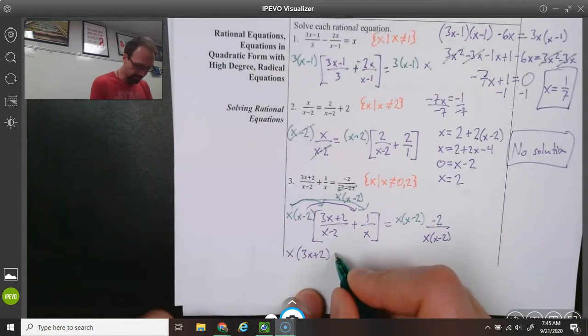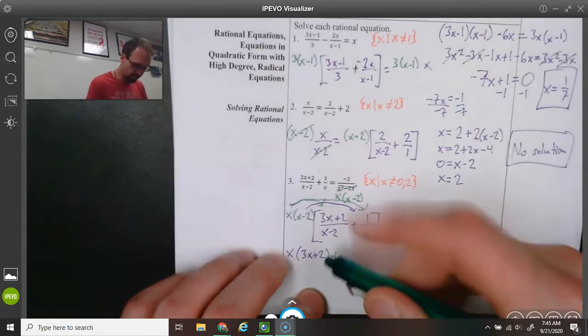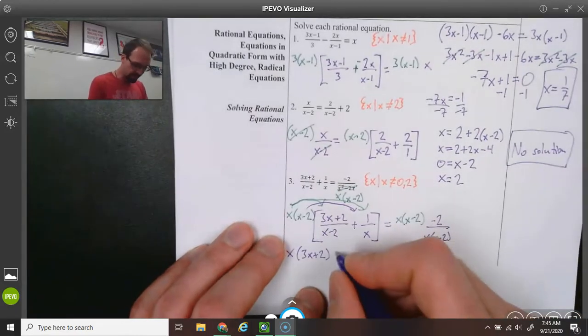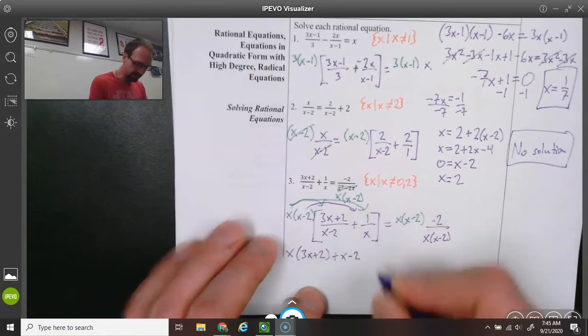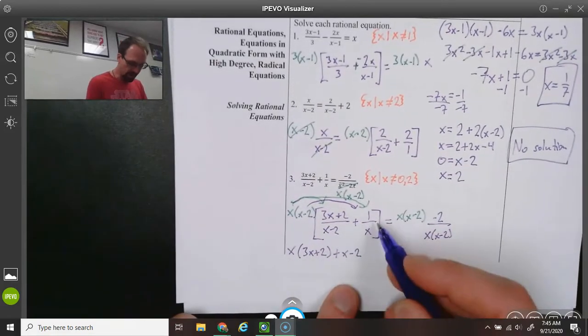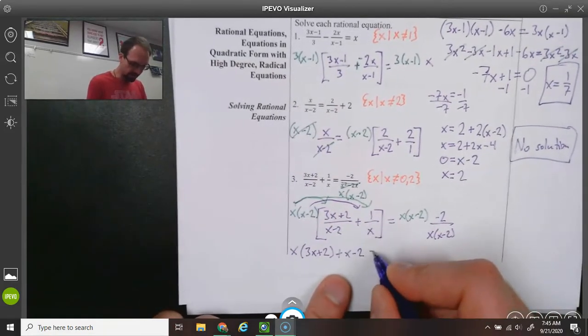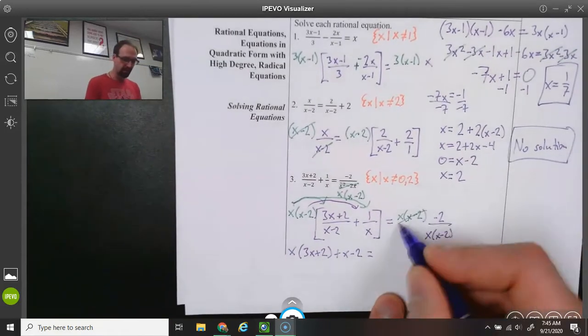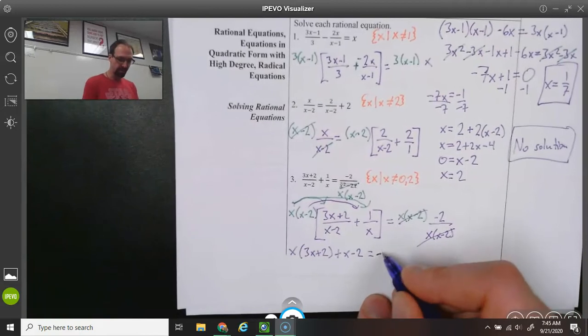So then I have plus, oops, sorry, I used the wrong color pen. I'm going back and forth between pens. Plus x minus 2. And then the x is canceled, just verifying, okay. And then on the right-hand side, if we notice, I have these in the numerator and this in the denominator, so all of that's going to cancel, and I'm just going to be left with a negative 2.